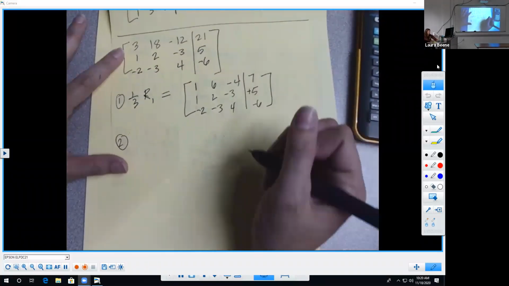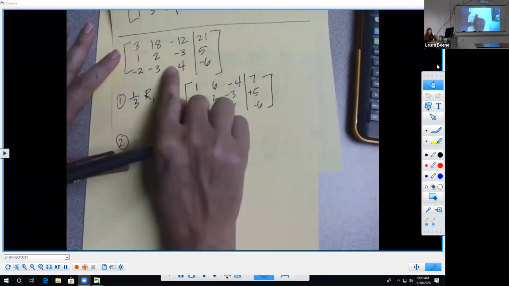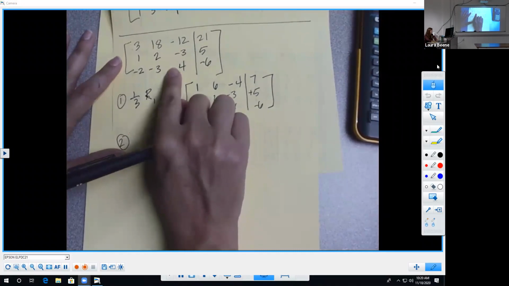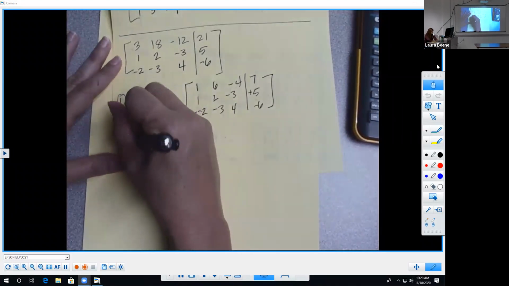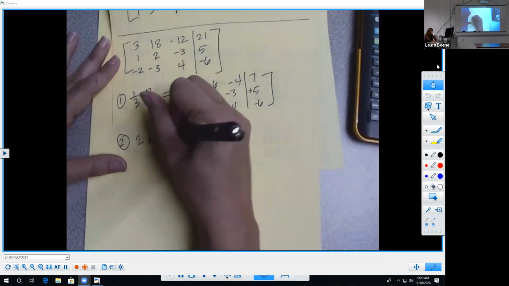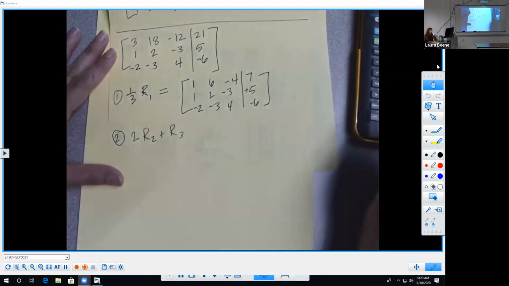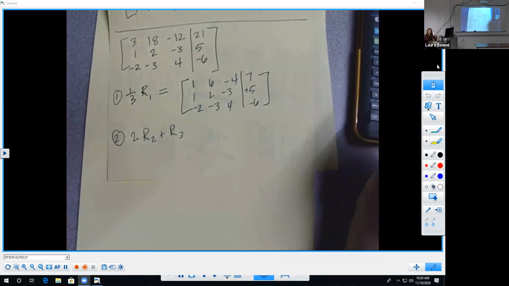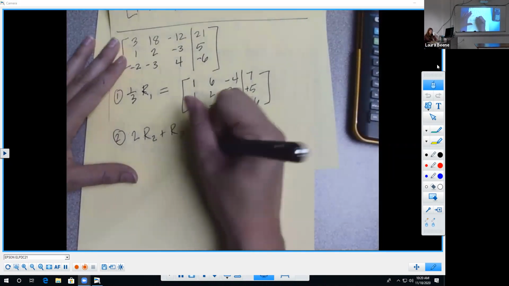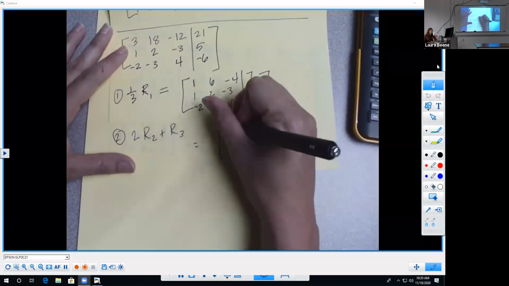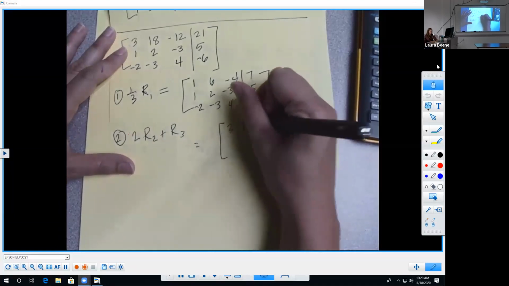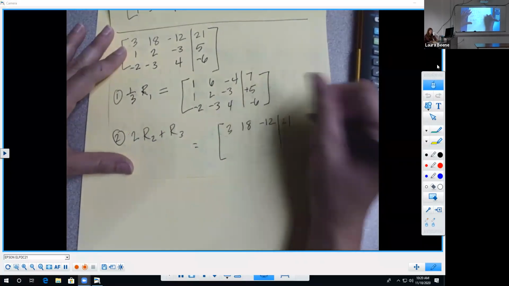Okay, let's take that initial equation, not the new one we just wrote, the example problem. And let's do 2 times row 2 plus row 3 this time. Which row am I writing my answer in? In row 3. Row 1 and row 2 stay exactly the same. So you could go ahead and write row 1 and row 2. 3, 18, negative 12, 21.